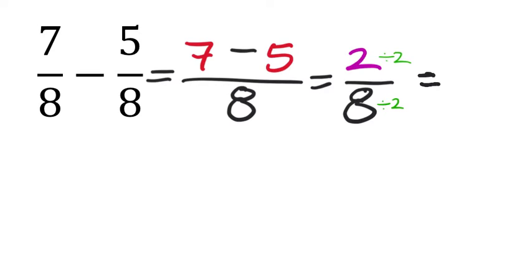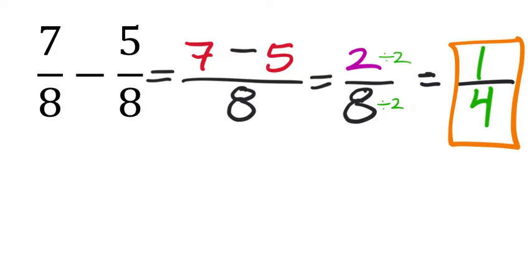So that's going to be a new fraction. It's not going to change the value of the fraction, just the way that it looks. 2 divided by 2 in the numerator is 1. 8 divided by 2 in the denominator is 4. 1/4. Once you get a 1 in either of the values, it's completely simplified, so that's it. Right there. 7/8 minus 5/8 ends up being, in the end, 1/4.